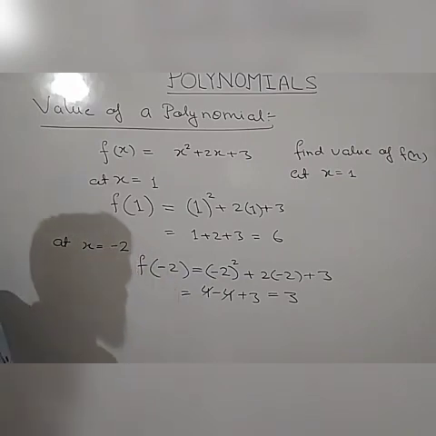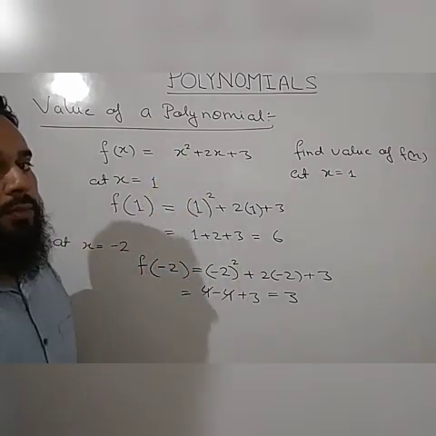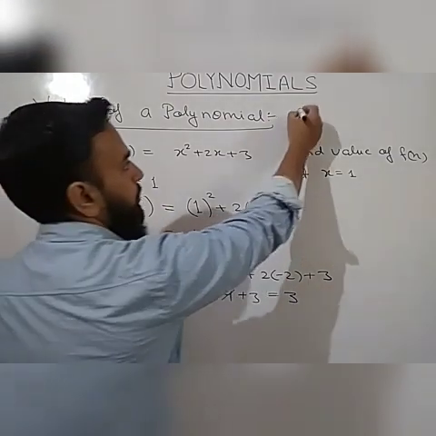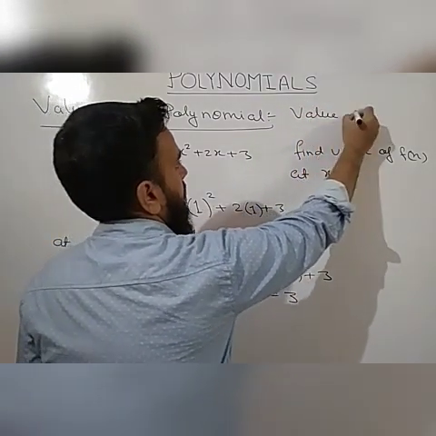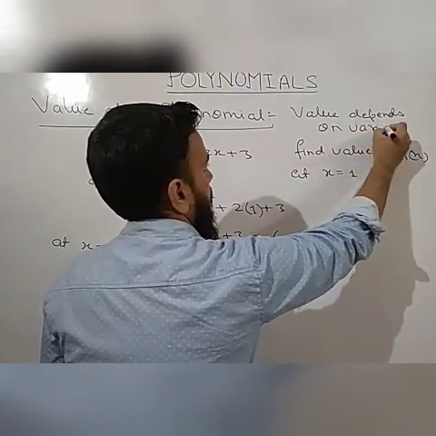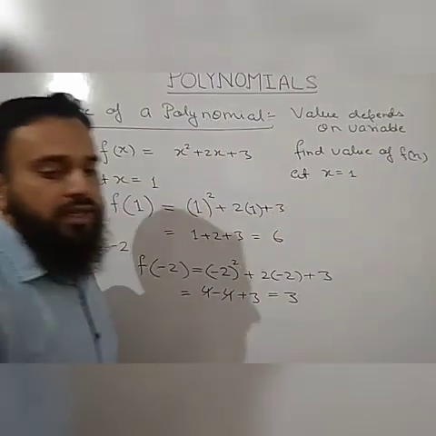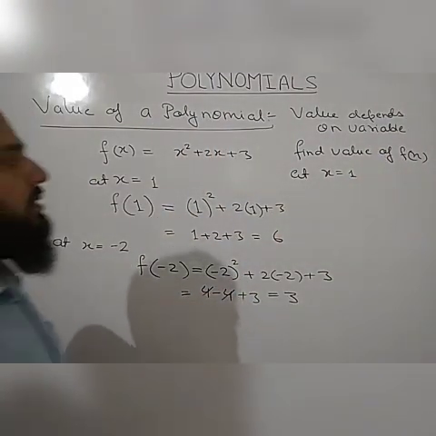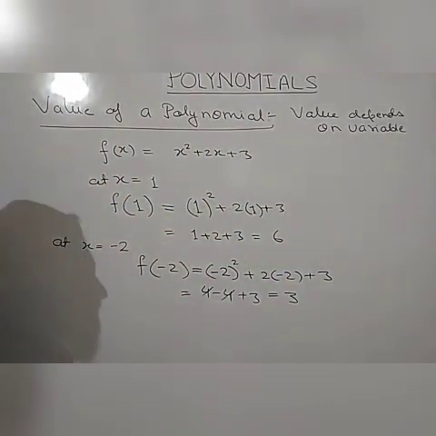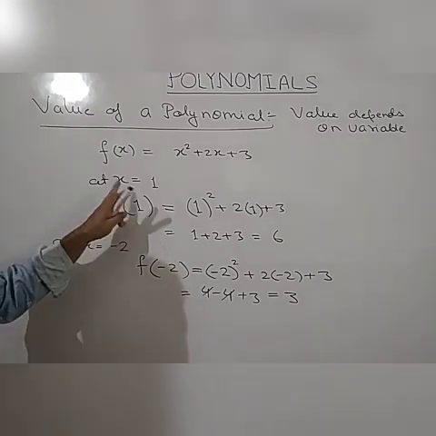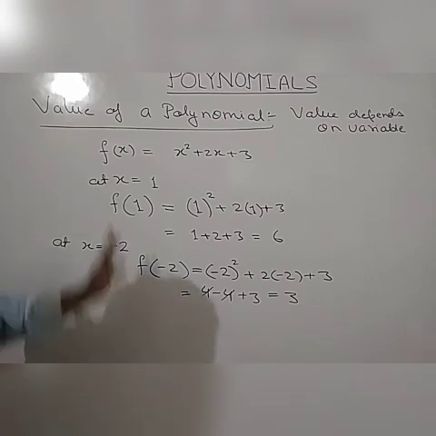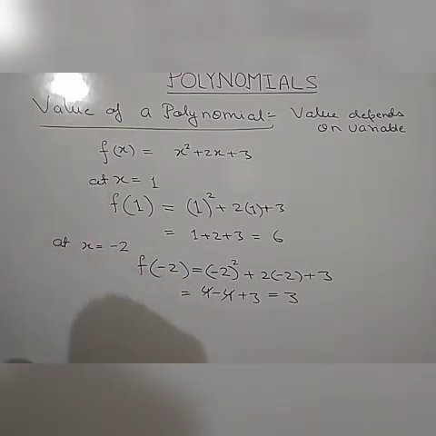Okay. So what does it mean? It means the value of a polynomial depends on the variable. Whatever the variable is, if the variable is x, then the value will depend on x. If the variable is y, then the value will depend on y. You have to just put the value of that variable and you will get the value of the polynomial. So that is the meaning of value of a polynomial.